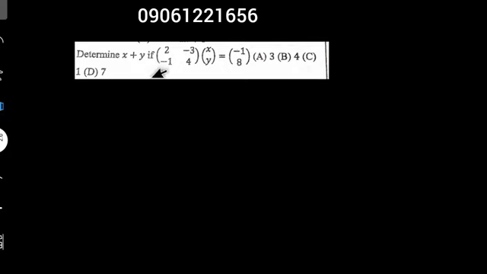Okay, let's go. So let's look at the solution. Now let me read the question. The question is: determine x plus y if we have the matrix [2, -1; -3, 4] multiplied by the column x and y, equal to the column -1 and -8, and here we have the options.